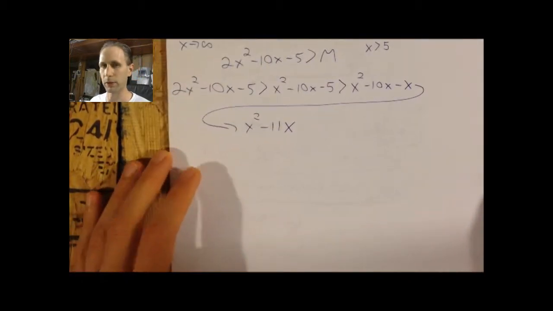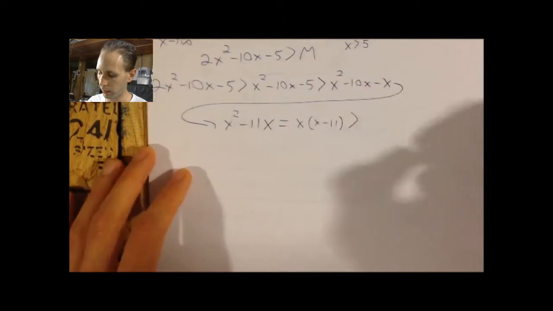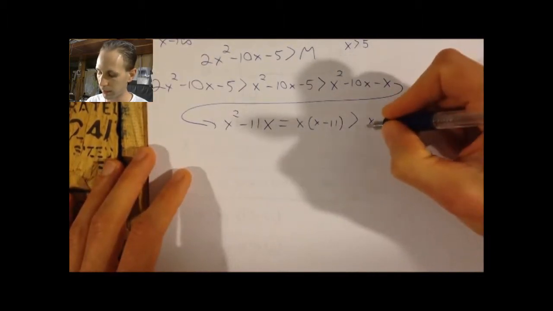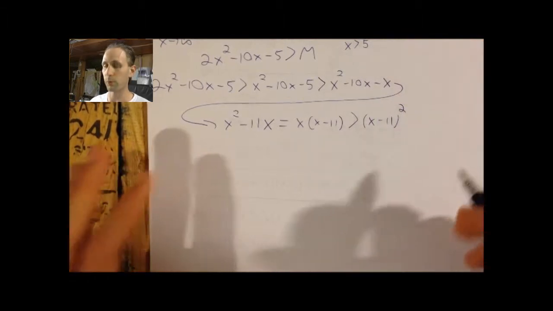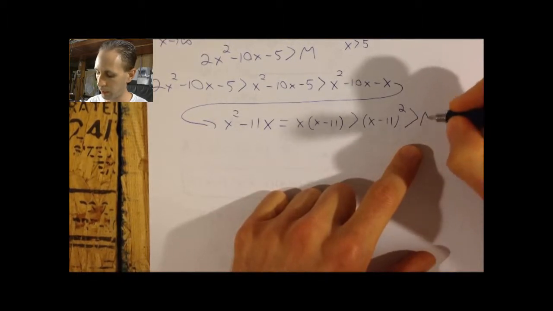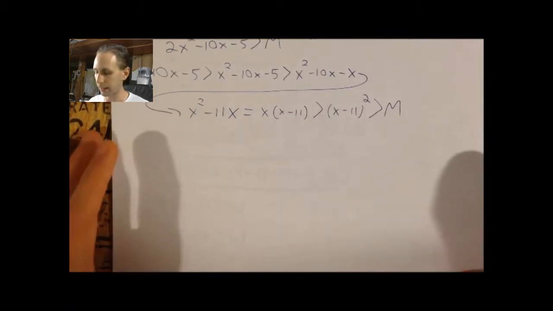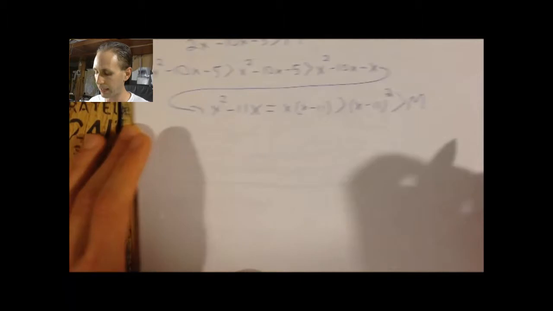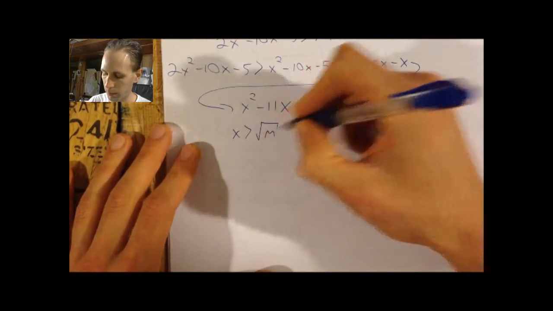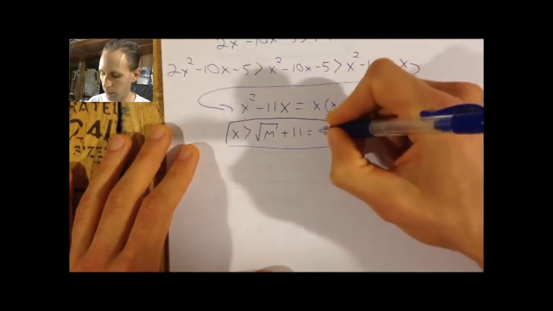And from there, it's kind of looking like the one that we just did, right? This equals x times x minus 11, which itself is greater than x minus 11 times x minus 11. So x minus 11 quantity squared. So it suffices to show that if we can prove that this is greater than m, we'll be in good shape. And the whole thing just kind of falls into place just like that last one did. Square root both sides and then add 11, and we'll wind up with x is greater than the square root of m plus 11. And we'll take that to be our value of n.